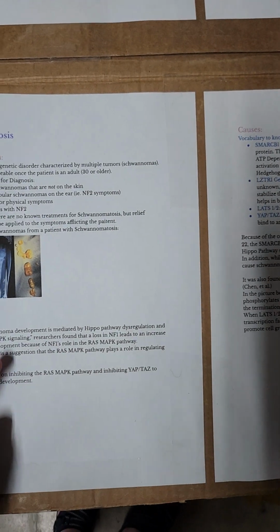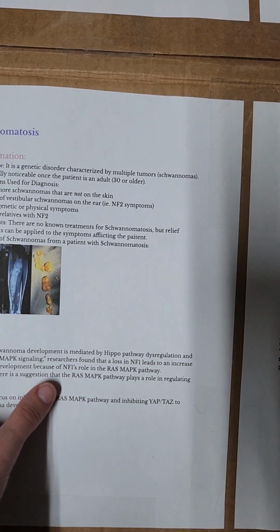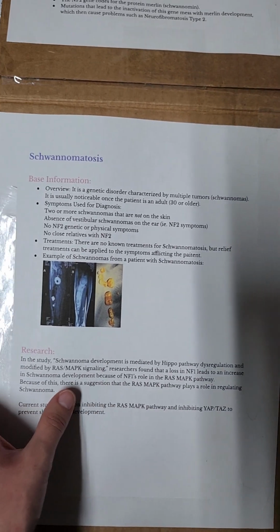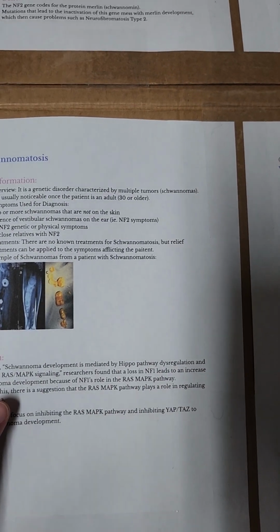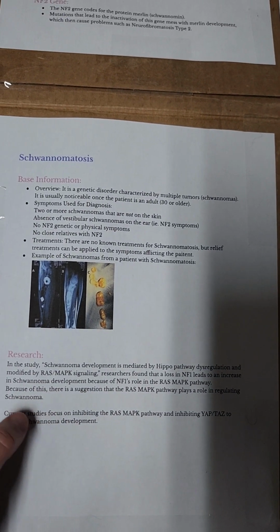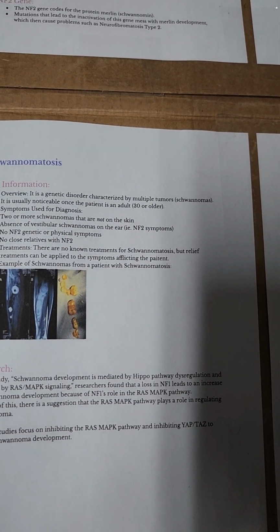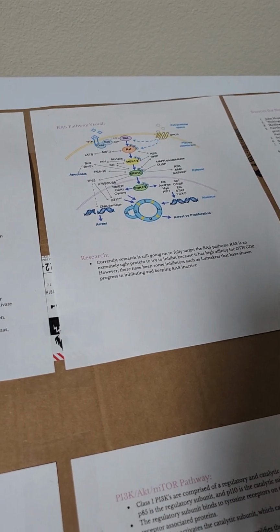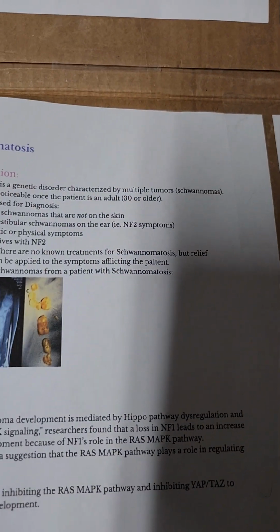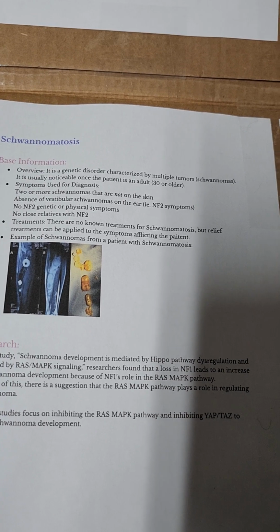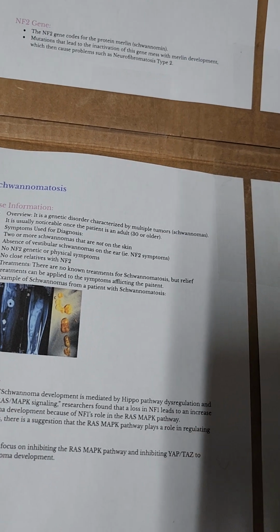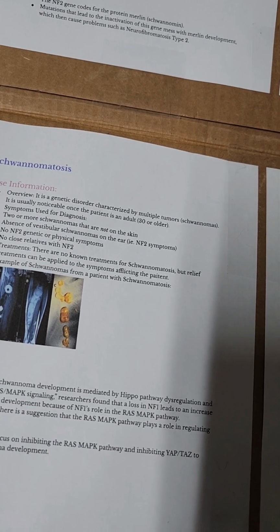The RAS MAPK. What I mean here is not that the activation of this pathway plays a role in regulating schwannoma in a good way, but that the activation of this pathway plays a role in worsening schwannoma, which means that if there is more of the neurofibromin, which again inhibits the RAS pathway, then it does play a role over here in schwannomatosis, which would lower the damage done by the tumors.